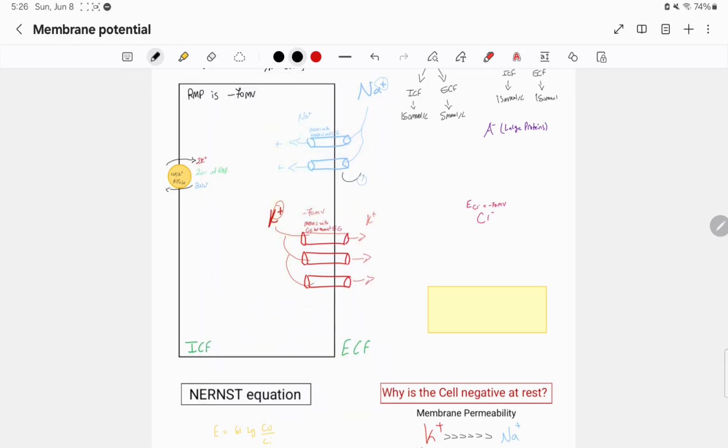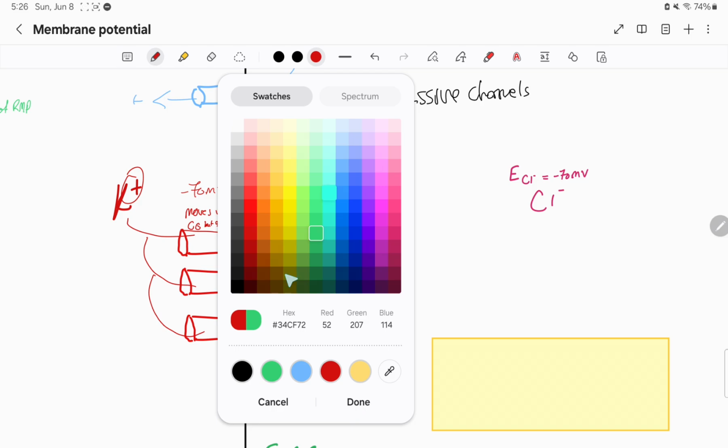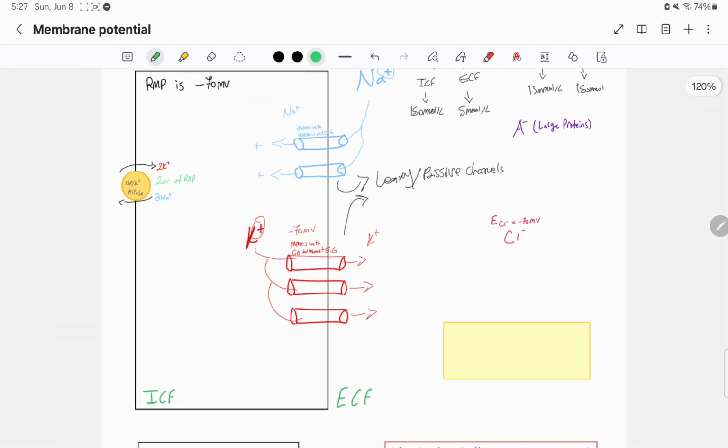These channels are called leaky channels. Leaky or passive channels. They're always open. They're a form of facilitated diffusion, right? They're always open, guys. Leaky and passive channels. Great. How much do these guys contribute to the resting membrane potential? They contribute about 80% to the resting membrane potential we know of.